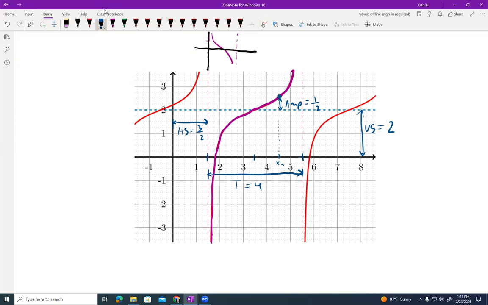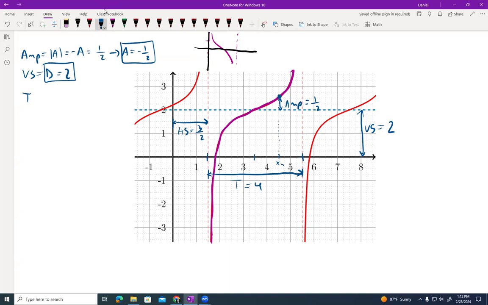Okay. So now we're ready to find out what A, B, C, and D are. Our amplitude is always going to be the absolute value of A, right? But remember that we have an upside down cotangent graph here. So this is going to be equal to negative A. Okay. So negative A equals 1/2, which means that A is equal to negative 1/2. Okay. So good. Now vertical shift is always equal to d, which is equal to 2. Good.